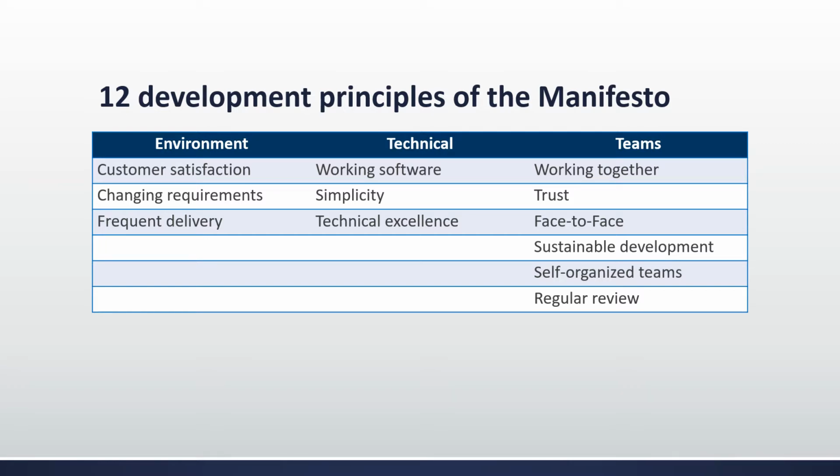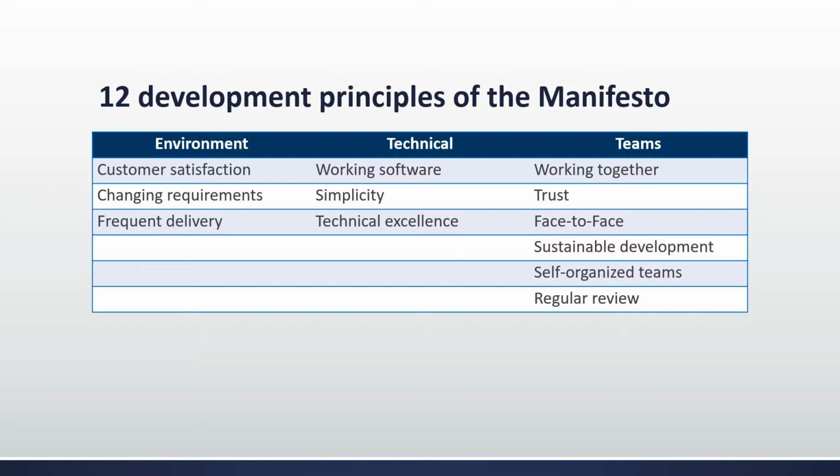The first is environment, which has customer satisfaction, changing requirements, and frequent deliveries. The technical aspect, which is working software, simplicity, technical excellence. And teams, which is composed of working together, trust, face-to-face, sustainable development, self-organized teams, and regular review. Just a brief description of each one.